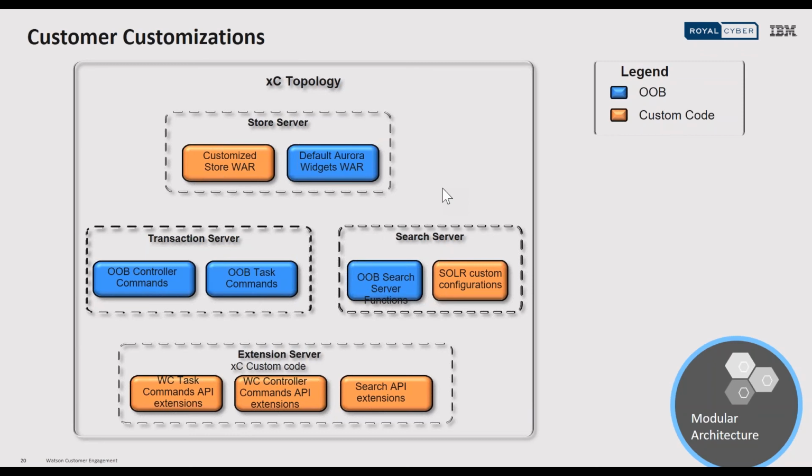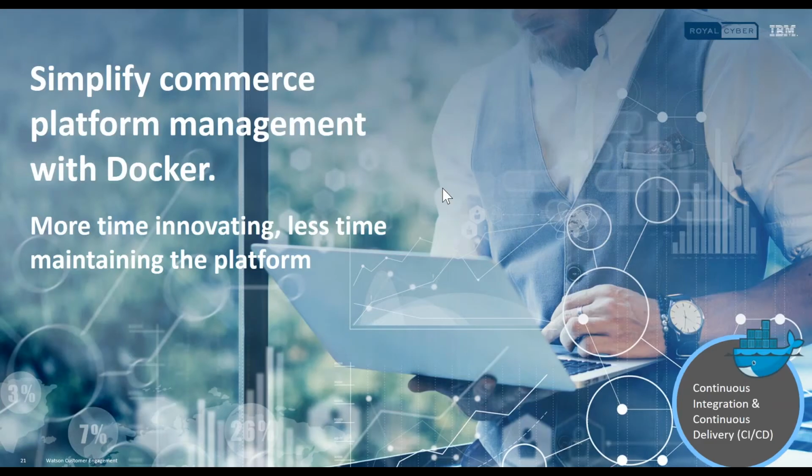So at the store level, which is a totally different server now, while you have the out-of-the-box code, you would have the customized store JAR sitting there as well. For the transactional server, there are no customizations there. For the search server, you might have some Solr custom configurations, so they can sit in parallel with the OOB ones. And then you have your extension server, which is your XC server, where all your customized task commands, controller commands, any search related API extensions, everything would be sitting there.